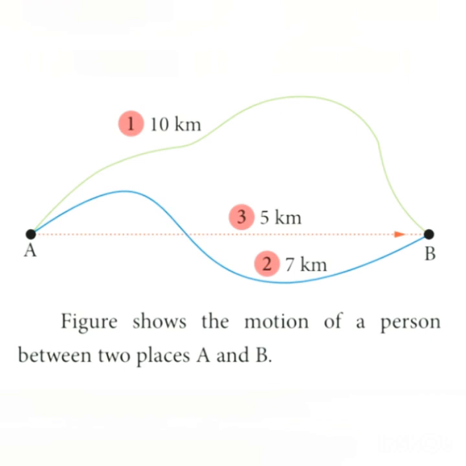One is a simple curve which is 7 kilometers. Another one is 10 kilometers and another one is 5 kilometers. So in the first path he is traveling 10 kilometers. In the second path he is traveling 7 kilometers. The distance in the first path is 10 kilometers. The shortest distance between the two places is 5 kilometers.